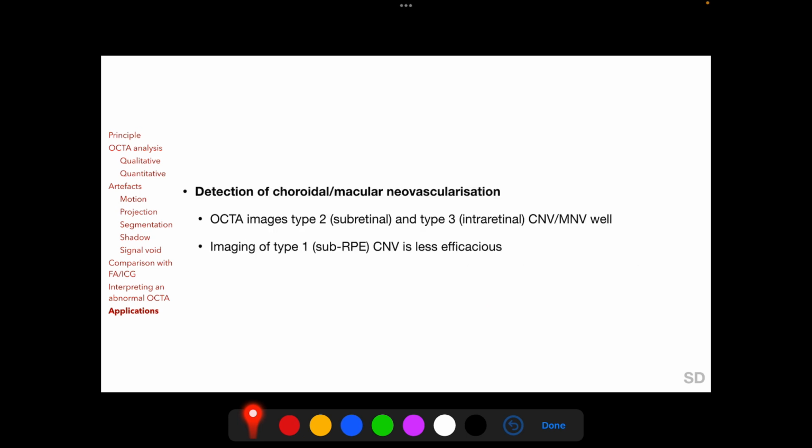And the other application of OCTA is detection of choroidal or macular neovascularization. OCTA images type 2 or subretinal and type 3 or intraretinal neovascularization well, but imaging of type 1 or sub-retinal pigment epithelium neovascularization is less efficacious with OCTA.